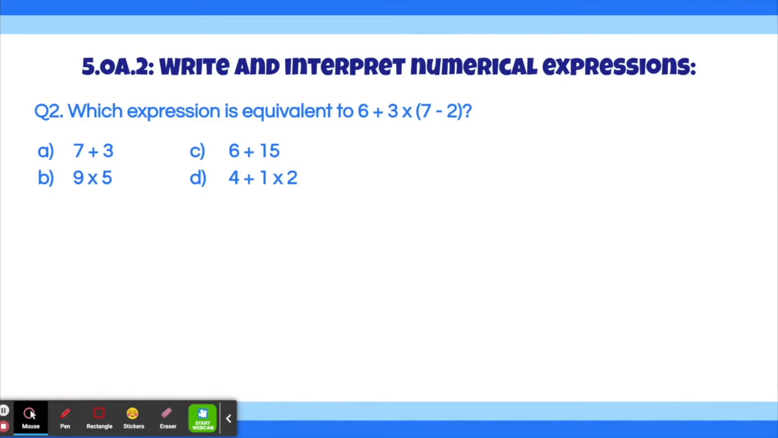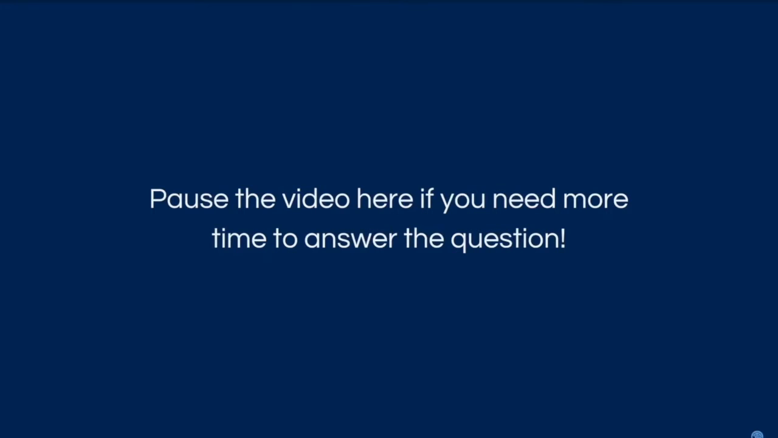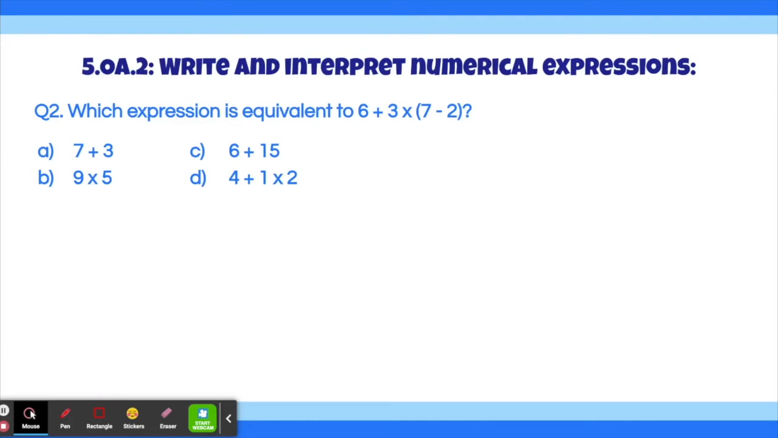All right, so question 2. Which expression is equivalent to 6 plus 3 times 7 minus 2? And we have our 4 answer choices here. I'll give you guys a few seconds to solve this problem, and if you need more time, feel free to pause the video. Okay, so the answer to this problem is C, 6 plus 15.